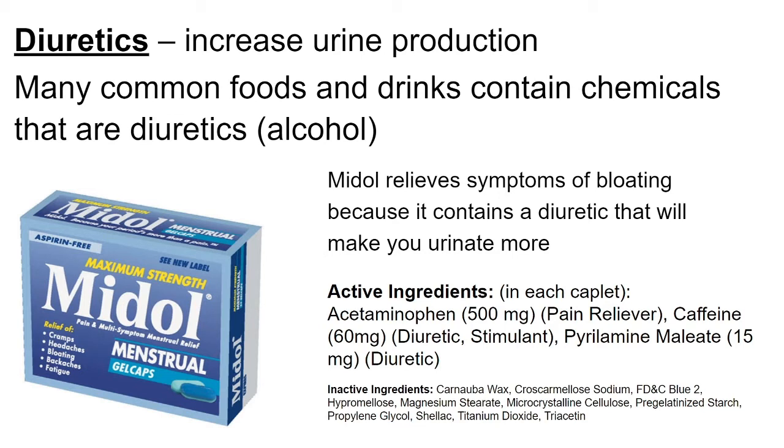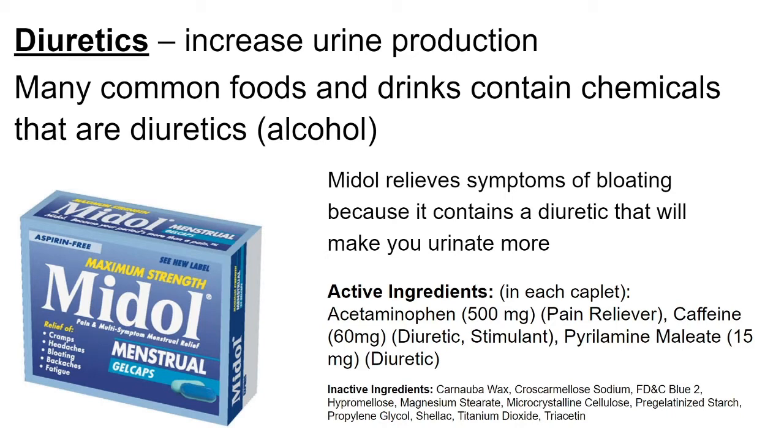A common example of an over-the-counter drug that is a diuretic, it has other things as well, but Midol. It relieves bloating because it contains a diuretic that basically makes you have to pee more. When you're bloated, you're retaining water, so if you pee more, you get rid of that bloated feeling because you're getting rid of the water.